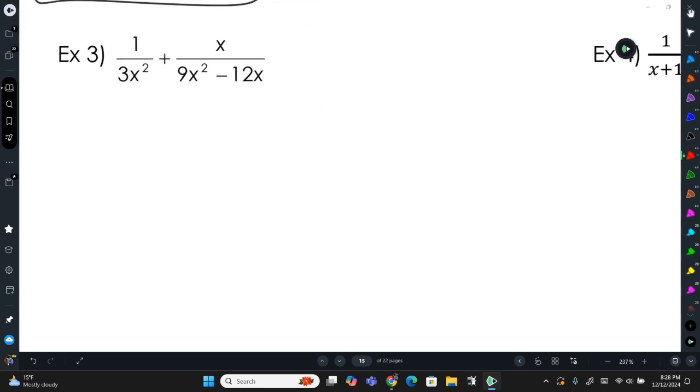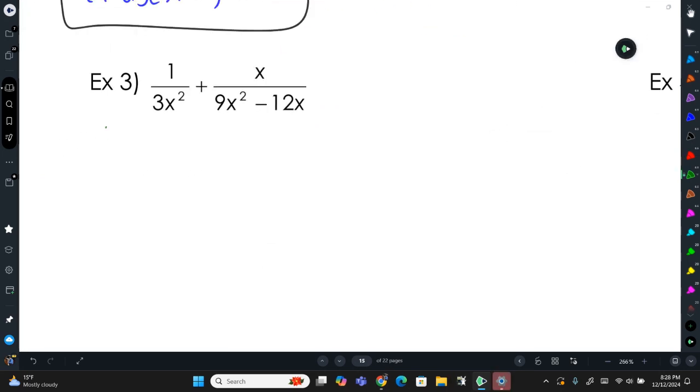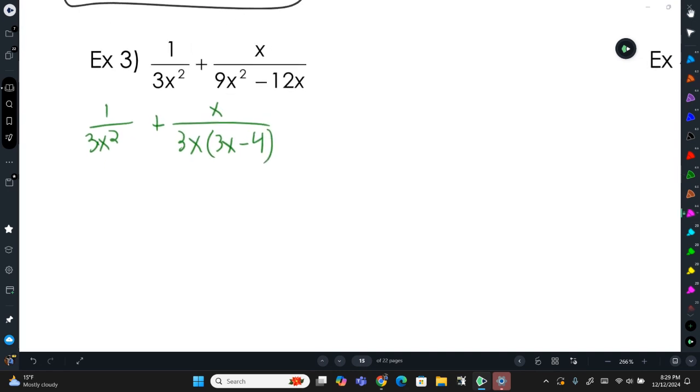All right, example 3. The first fraction we can't factor the denominator, so 3x squared stays on the bottom, but the second one we can factor out a 3x, and we are left with 3x minus 4. Now the first fraction is missing the 3x minus 4, so I'm going to do 3x minus 4 over 3x minus 4.